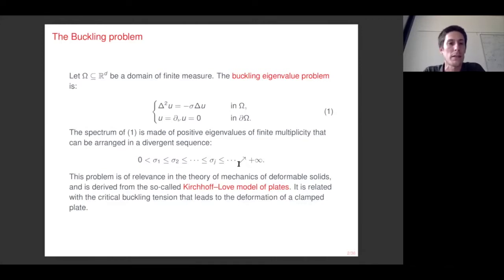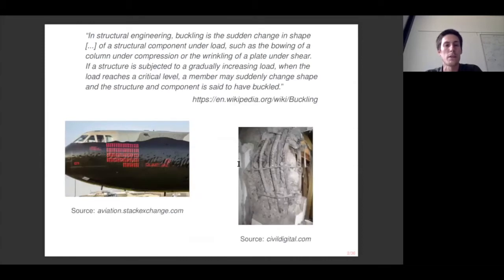I think that it's better to read the first few lines of the Wikipedia page about buckling, which says that in structural engineering, buckling is the sudden change in shape of a structural component under load, such as the bowing of a column under compression or the wrinkling of a plate under shear. If a structure is subjected to a gradually increased load, when the load reaches a critical level, a member may suddenly change shape and the structure and component is said to have buckled.